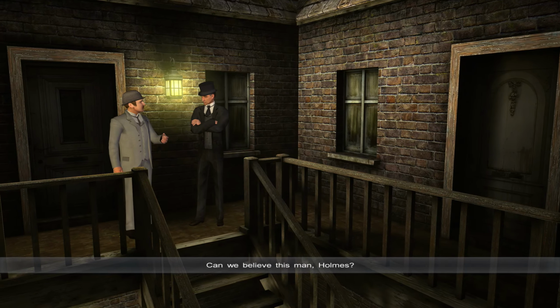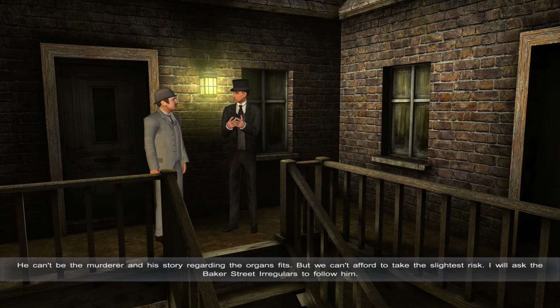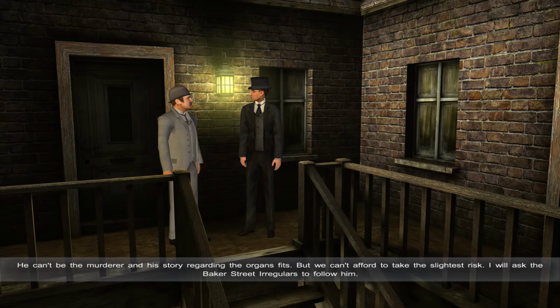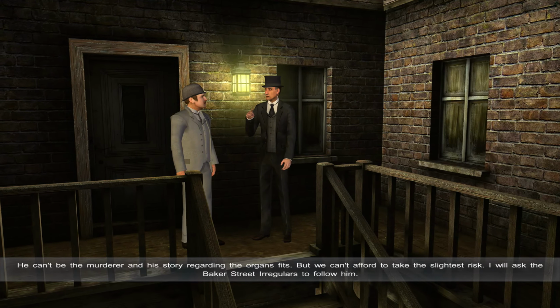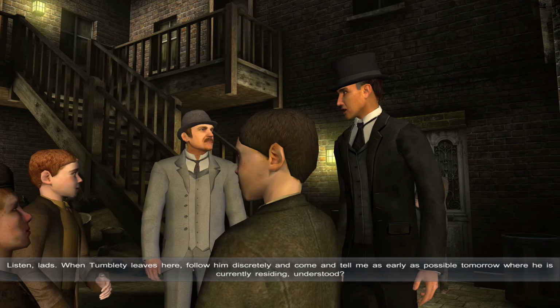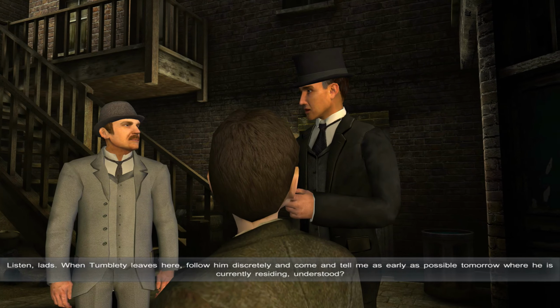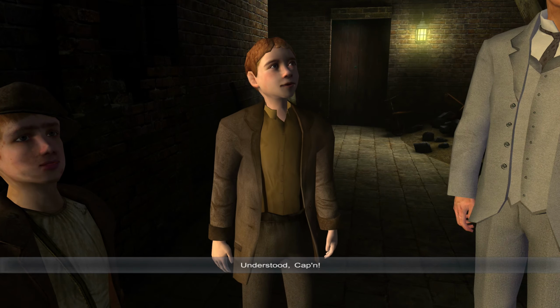Can we believe this man, Holmes? He can't be the murderer, and his story regarding the organs fits. But we can't afford to take the slightest risk. I will ask the Baker Street irregulars to follow him. Listen, lads, when Tumblety leaves here, follow him discreetly and come and tell me as early as possible tomorrow where he is currently residing. Understood? Understood, Captain.